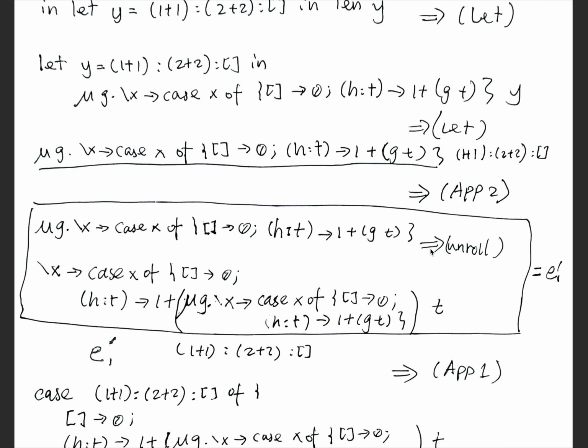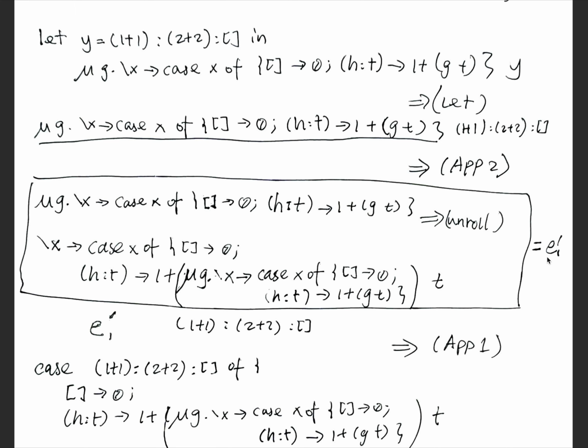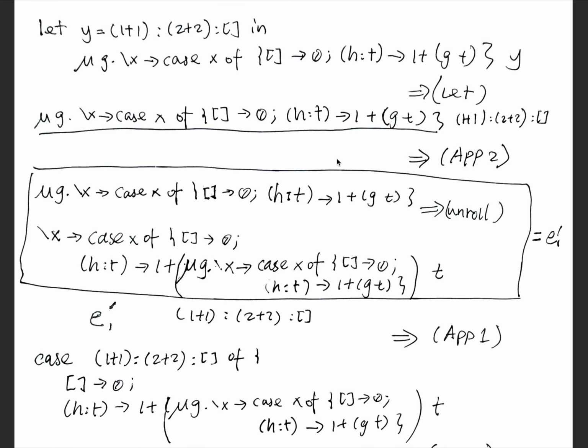So basically this will be unrolled into λx → case x of the pattern matching. In case it's an empty list, we return 0. In case it's a non-empty list, we return 1 plus the original. This curly bracket is the g, but since it's been unrolled once, this will be expanded into μg.λx and then the case expression again, and this whole expression is applied to the t. Let's call this unrolled expression E1 prime, and now we come back to our original step.